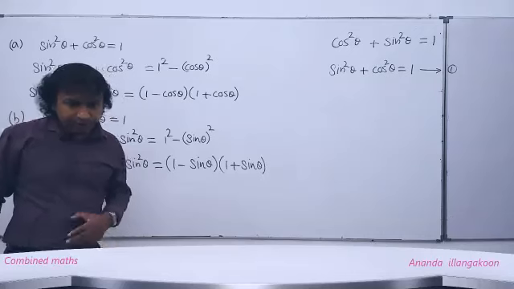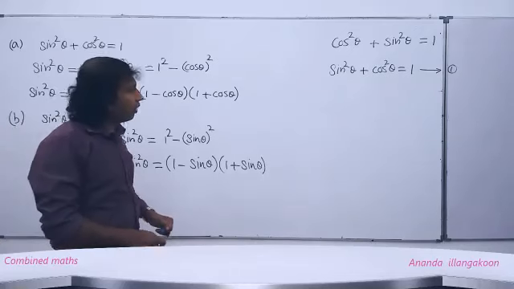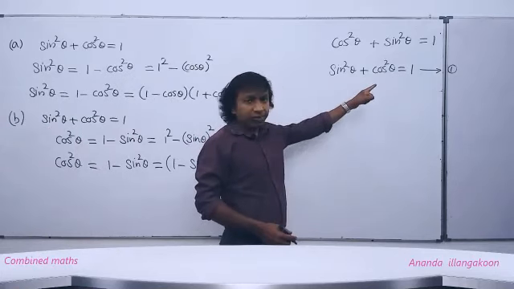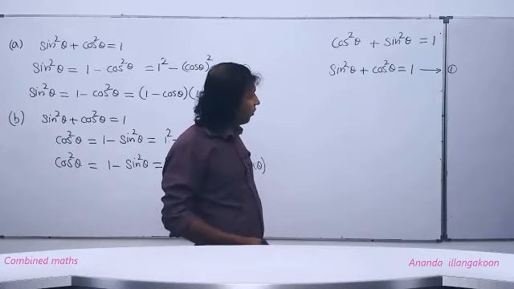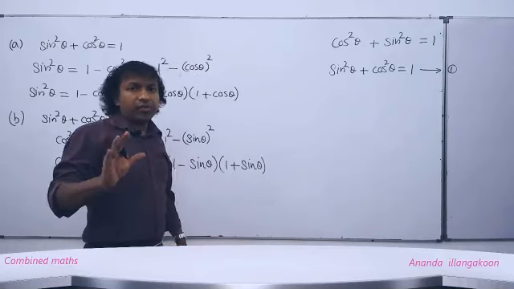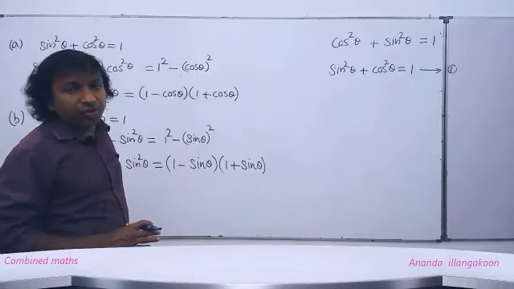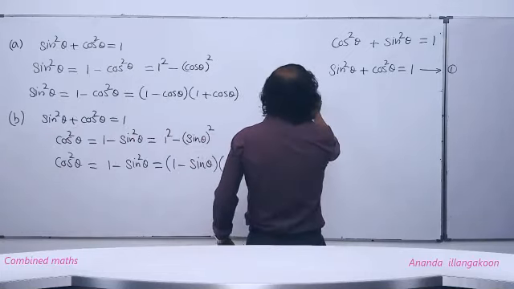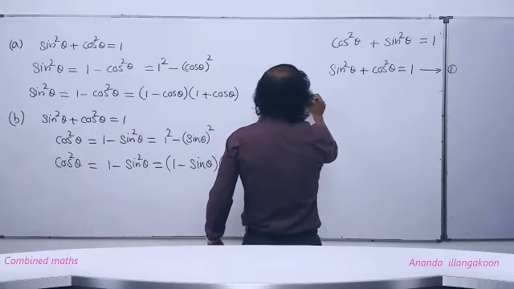Okay, people, now the second one. To get the second one, what we do is this. The first formula, sine square theta plus cos square theta equals 1. That formula, both sides of that formula, I am going to divide by cos square theta. Understand, right? Our second formula, this one, right?